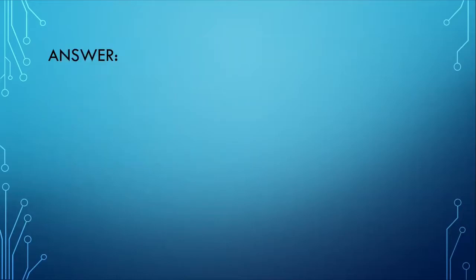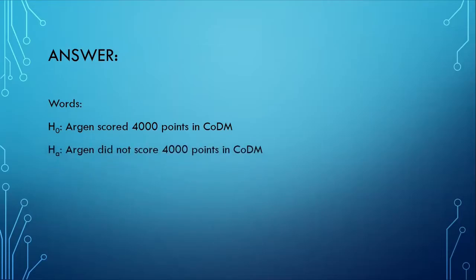Therefore, we can write the answer, in words, as: the null hypothesis is that Arjen scored 4,000 points in CODM, and the alternative hypothesis is that Arjen did not score 4,000 points in CODM. In figures, we can write that as H0: P equals 4,000, and the alternative hypothesis is that P is not equal to 4,000.